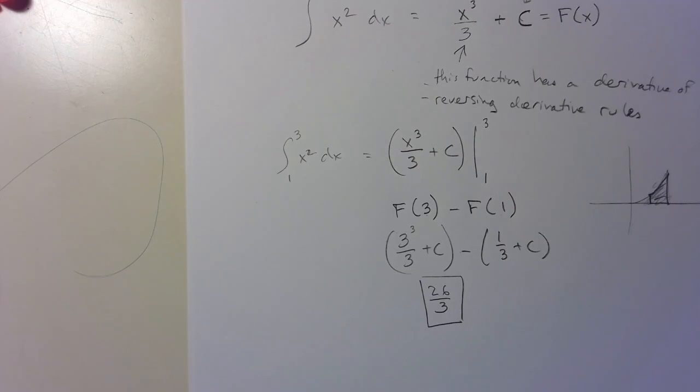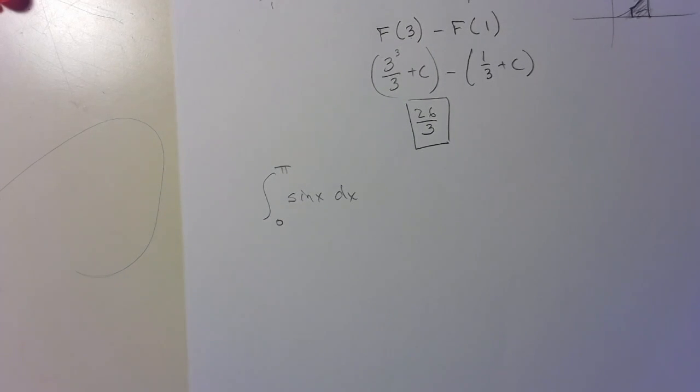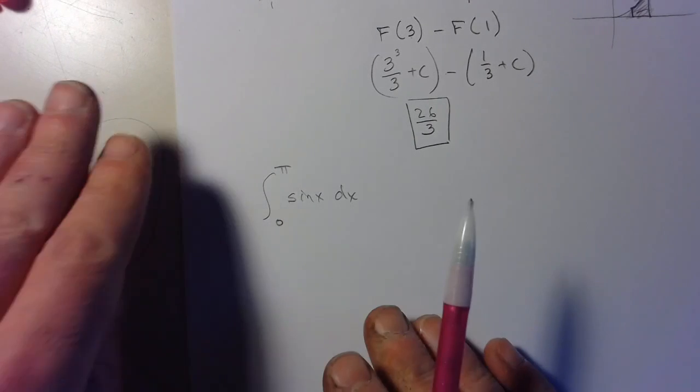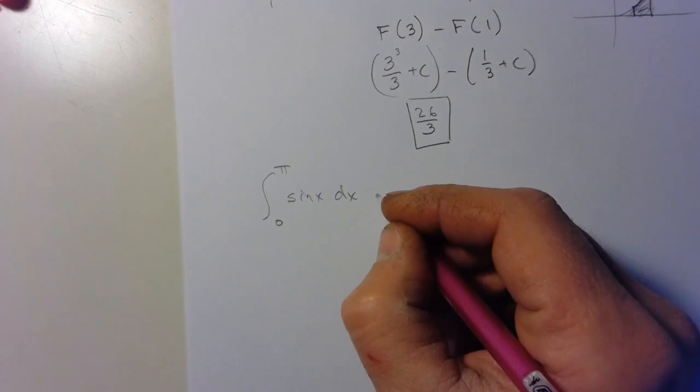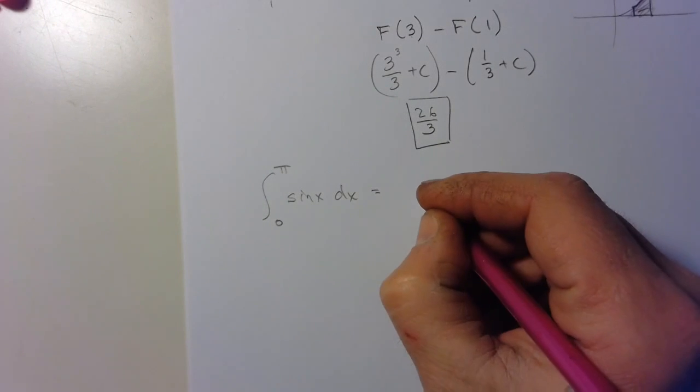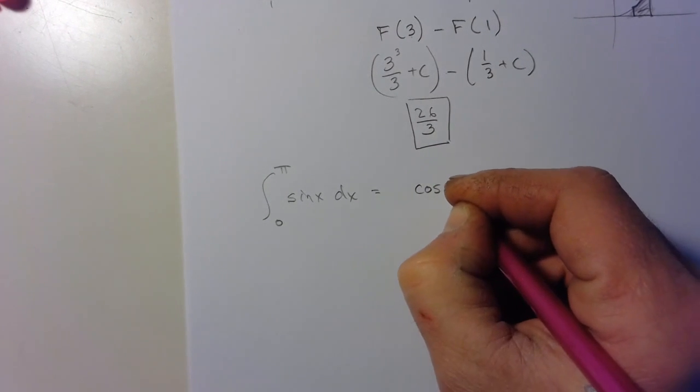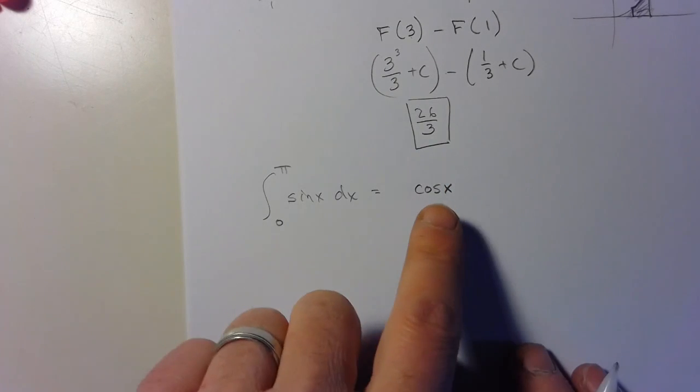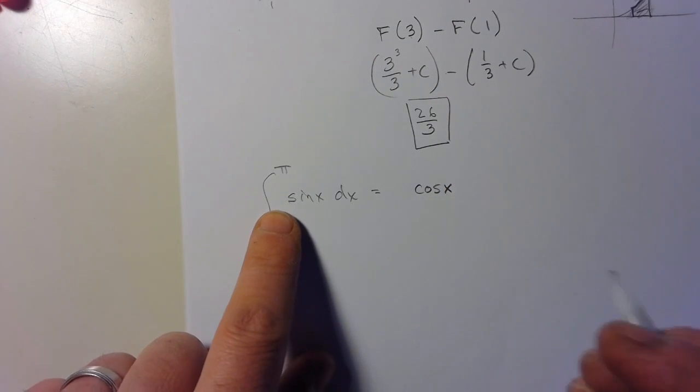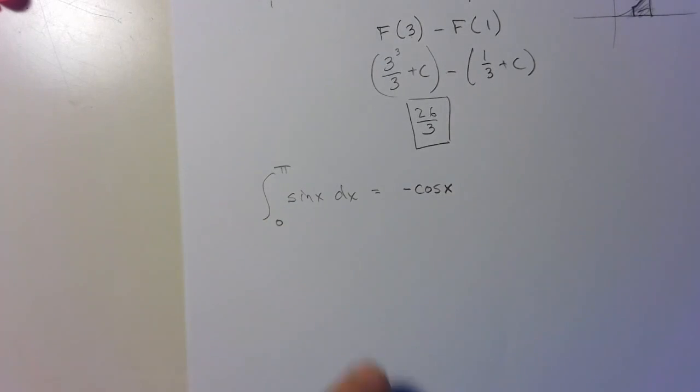Let's say we had a different equation for ourselves, and our equation was something like the integral of sine of x dx from 0 to pi. We could have trig here. So we say to ourselves, okay, we're doing the integral, so I have to figure out what the antiderivative is. What has a derivative of sine of x? Okay, so we think back and we say, oh, that's cosine of x. Except the derivative of cosine is negative sine of x. I'm just going to put a negative out in front there.